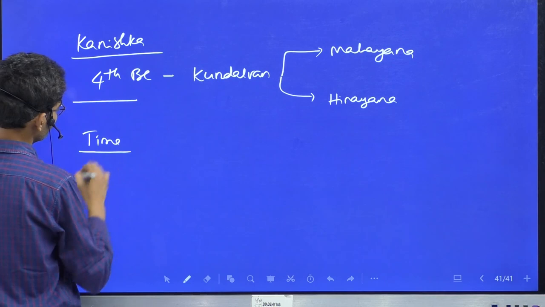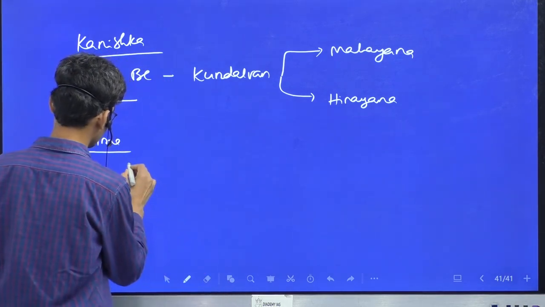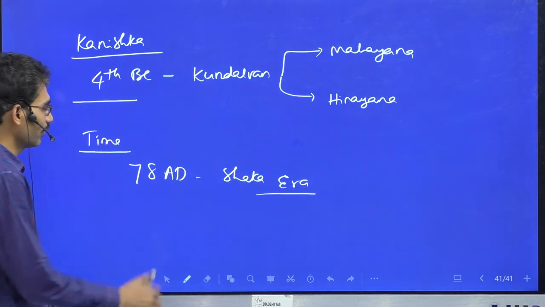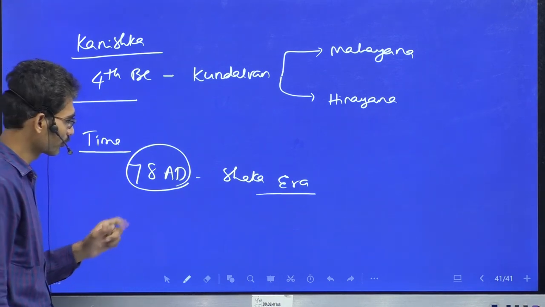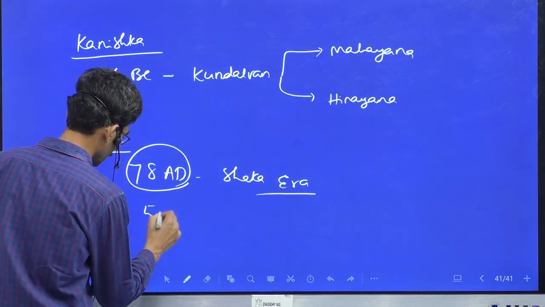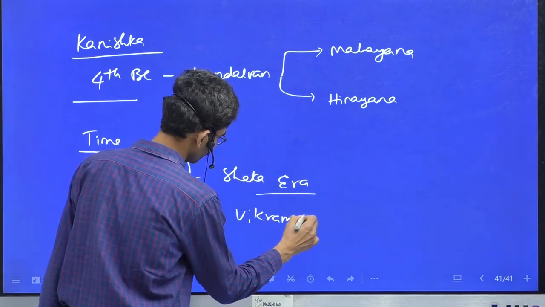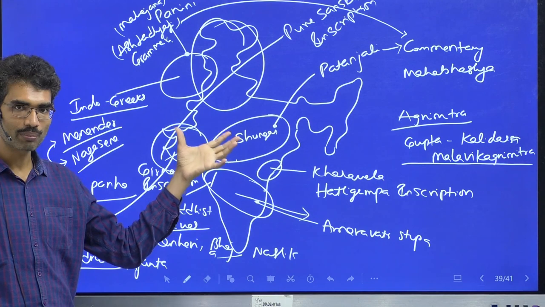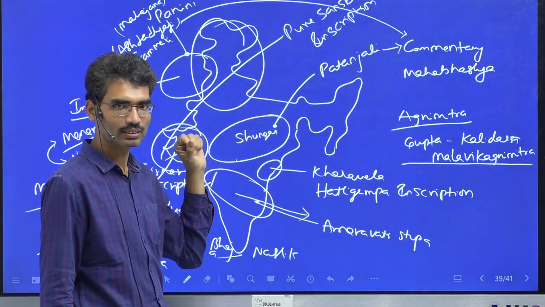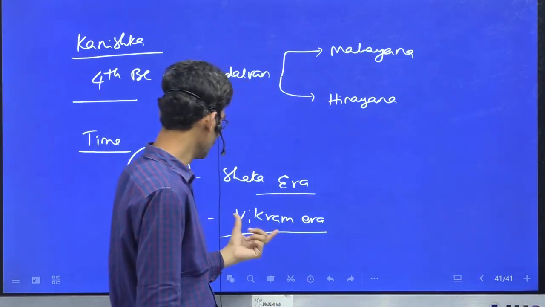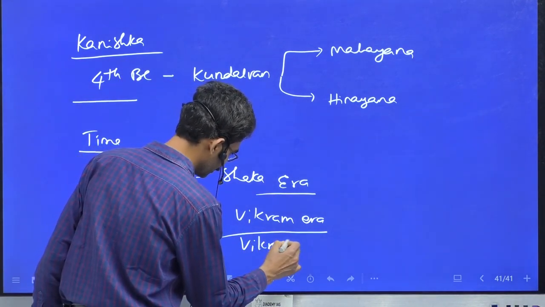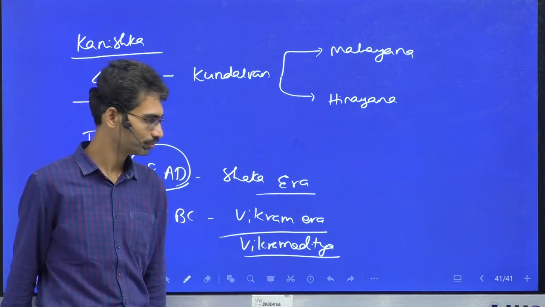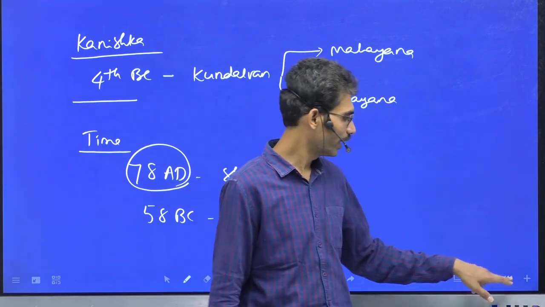When it comes to dates, the time when Kanishka ascended the throne is regarded as 78 AD. It is considered as Shaka era. Even though there is debate about the exact timeline of Kanishka, 78 AD is considered as Shaka era. 58 BC is called Vikram era. So according to this, here in Ujjain, there was a ruler called Vikramaditya. He dispelled the Shakas. Because of that, his era started called Vikram era after Vikramaditya. Later, many people have taken this Vikramaditya title for their prowess. This is about post-Mauryan period.